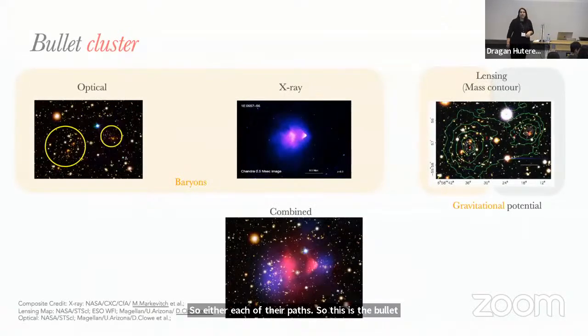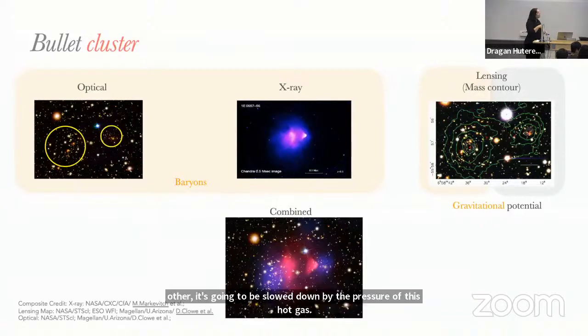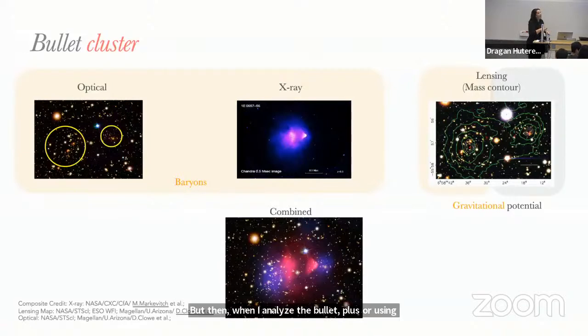If I analyze it in optical and in X-ray, remember I told you clusters are 10% hot gas, so there's a lot of gas. Measuring in optical and X-ray, I see that the distribution of this visible matter in the bullet cluster is shown in this pink region. Basically, the gas is really hot, there's a lot of pressure, and it interacts. So when it's passing one through the other, it's slowed down by the pressure of this hot gas. But when I analyze the bullet cluster using lensing and construct these mass contours, I actually see the blue picture here.